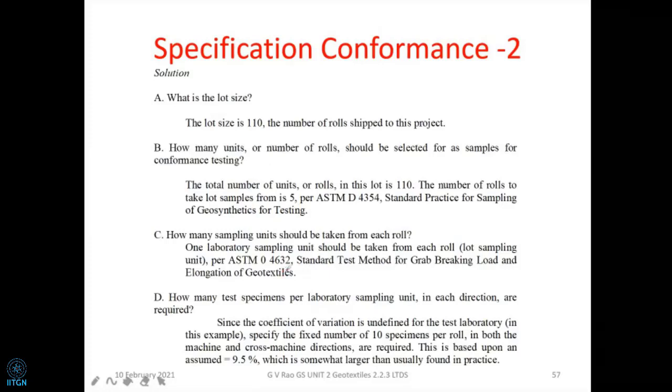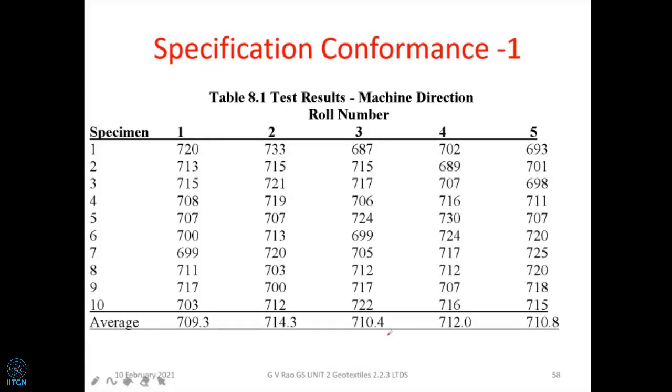So what is it now? The lot size is 110, we said. That is the number of rolls shipped to the project. And how many units are we going to test? From the ASTM code, we say that for the total number of rolls we have a lot sample of 5. And how many specimens are we going to test? Nothing is specified clearly, because we are not given the standard deviation by the company. So we are going to pick up 10 specimens for each kind of test, 10 specimens in the machine direction and 10 specimens in the cross-machine direction. So this is what is tested.